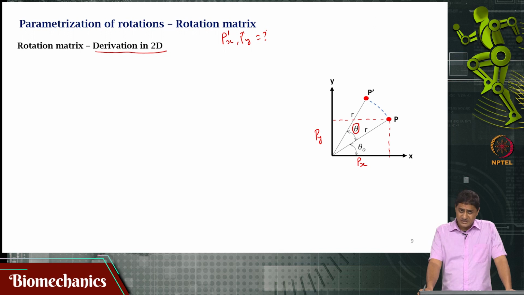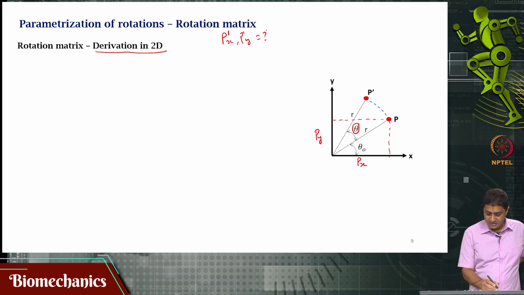Well, there are many ways of doing this, but the best way to learn is to start from first principles. So, here we will derive the coordinates of this point P dash using first principles, and then we will define what the rotation matrix is. So, there is some intuitive understanding of what this means.